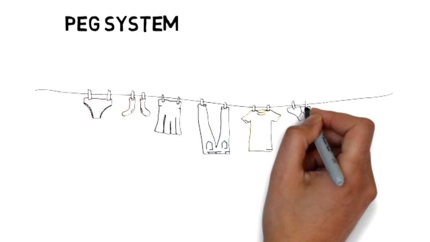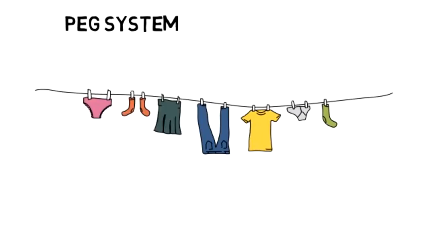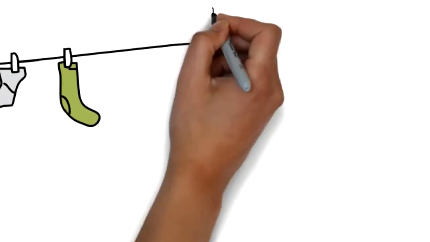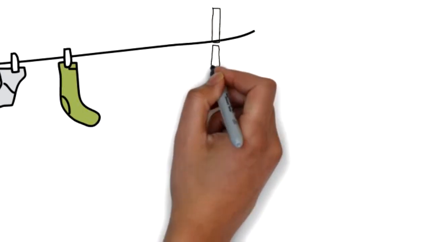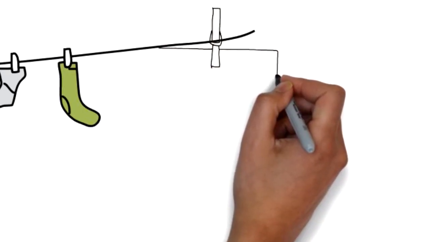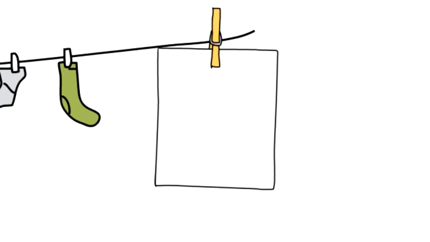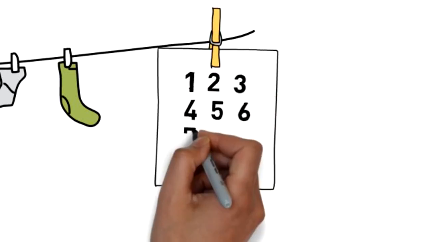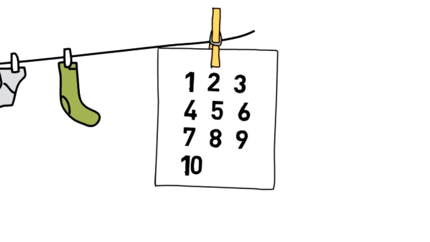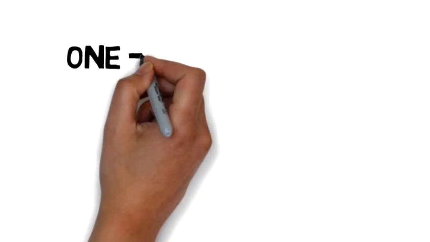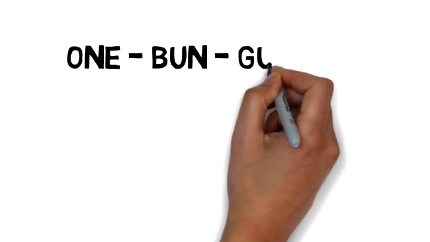The key with the PEG system is you have to create an initial batch of pegs, so to speak, that we associate with numbers. So we're going to use the numbers 1 to 10, which I assume you know all of by now. And for the peg, what you have to do is find a word that rhymes with that number. So for 1, the word bun or the word gun.